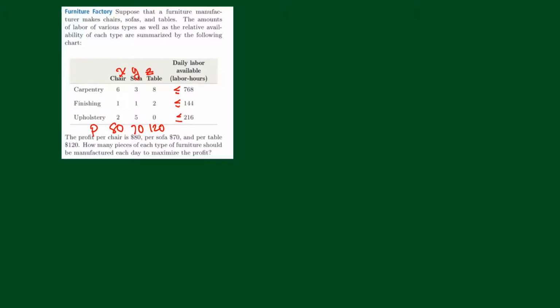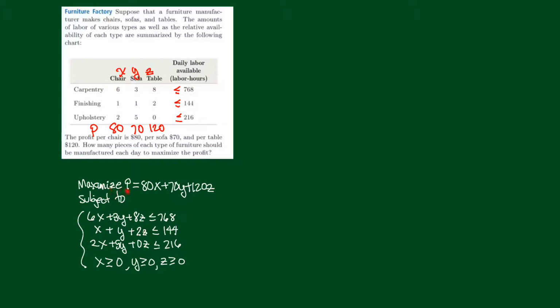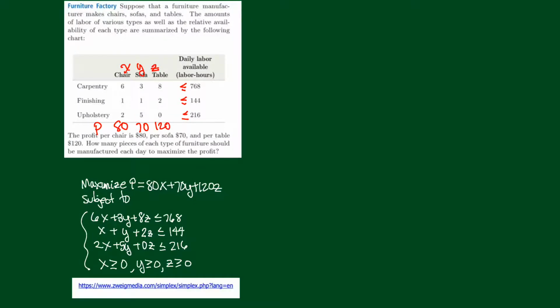I think we have enough written now to actually write our linear program. And here's how I see it. I think what we want to do is maximize the profit, 80x plus 70y plus 120z, subject to these constraints. I'm just going to read them to make sure I've got it right. 6x plus 3y plus 8z less than or equal to 768, x plus y plus 2z less than or equal to 144, and 2x plus 5y plus 0z less than or equal to 216, and of course our non-negativity constraints. So we'll type our linear program into the ZWIG Media site and read off the answer.